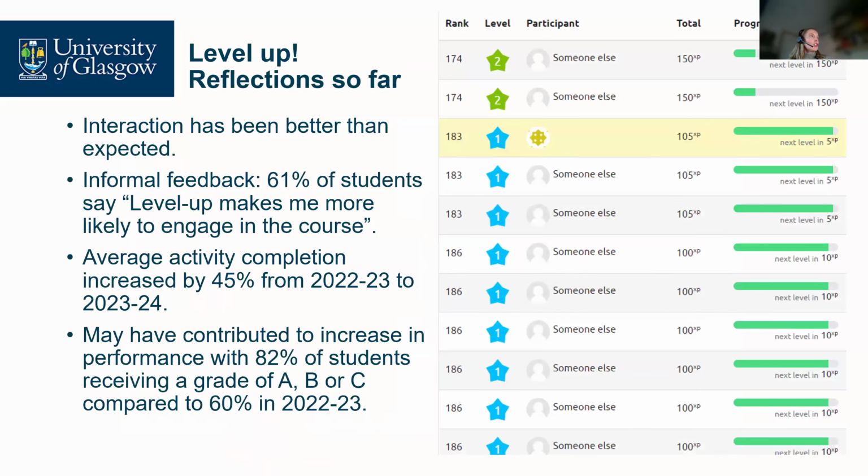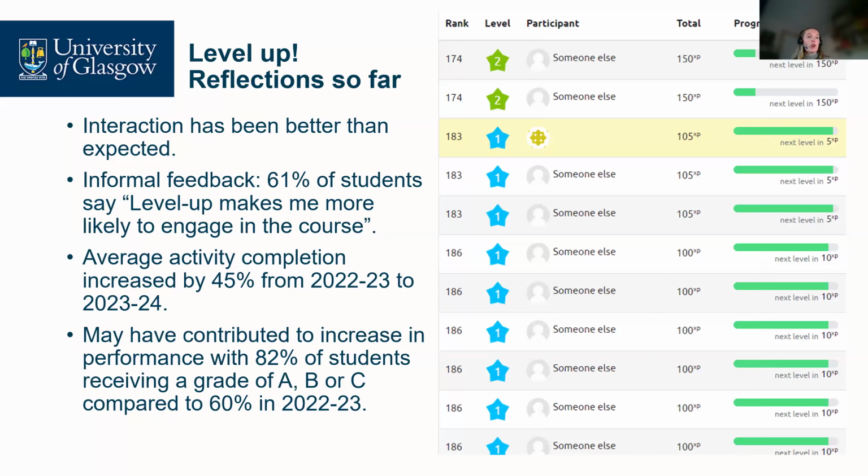So just some reflections before I finish up. We introduced this on a whim, just to do something to try and increase engagement without having to reinvent the wheel and go back to the drawing board. For me, the interaction was way better than I expected. I thought if we get some students to engage in the lecture material because of this, then great. I wasn't expecting it to be as many as they did compared to what we'd seen previously.